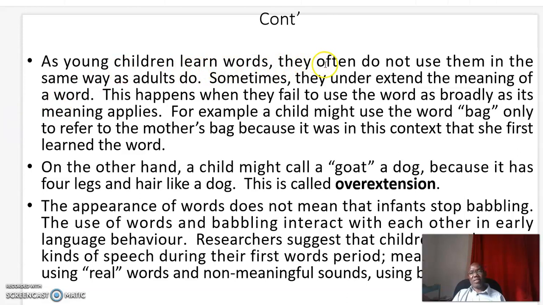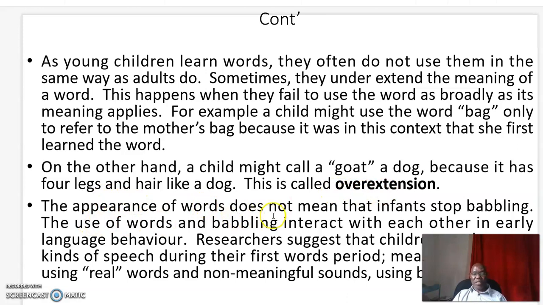As young children learn words, they often do not use them in the same way as adults do. Sometimes they underextend the meaning of the word. This happens when they fail to use the word as broadly as its meaning applies. For example, a child might use the word bag only to refer to the mother's bag because it was in the context that she first learned the word. On the other hand, a child might call a coat a dog because it has 4 legs and hair like a dog. This is called overextension.